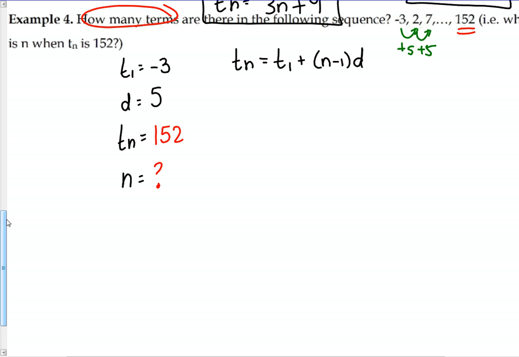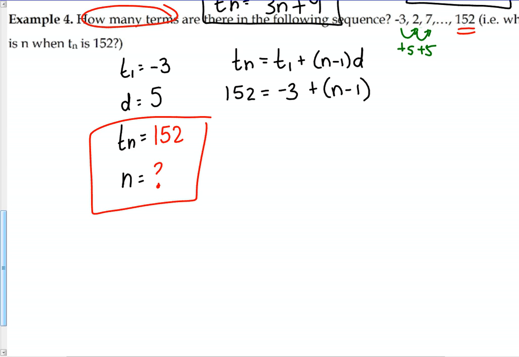Okay, so there are two ways to solve this problem. You could first make the formula and then go from there, or we can plug in everything we know right now. So let's plug in everything we know. t of n is our last term, 152. First term we know, negative 3, plus, do we know n? No. n minus 1, common difference is 5. Can we solve for n now?